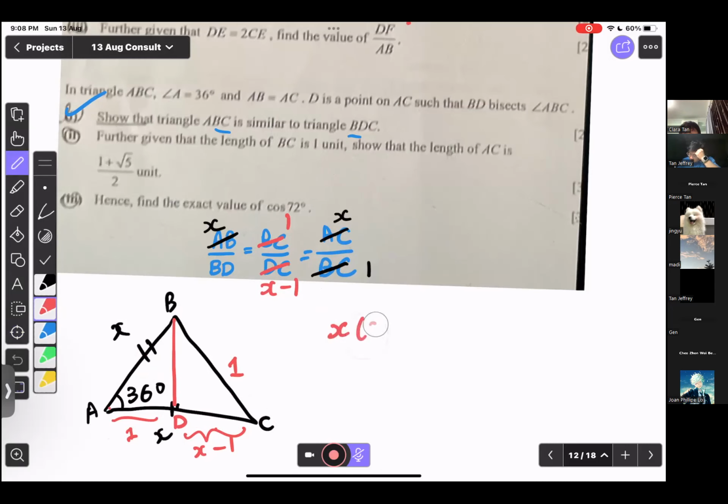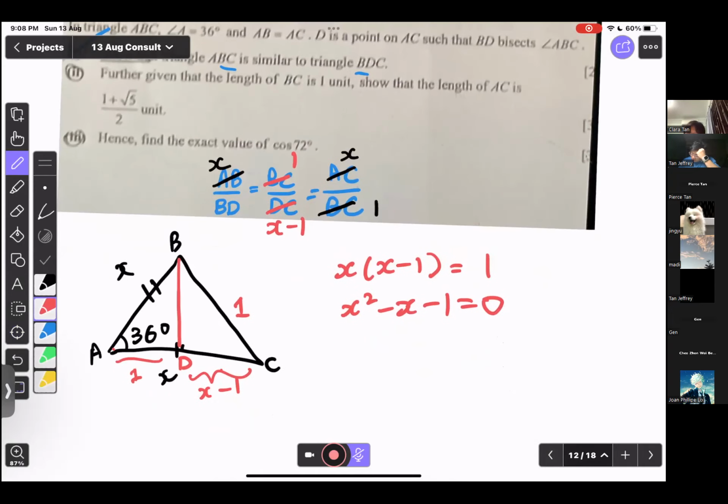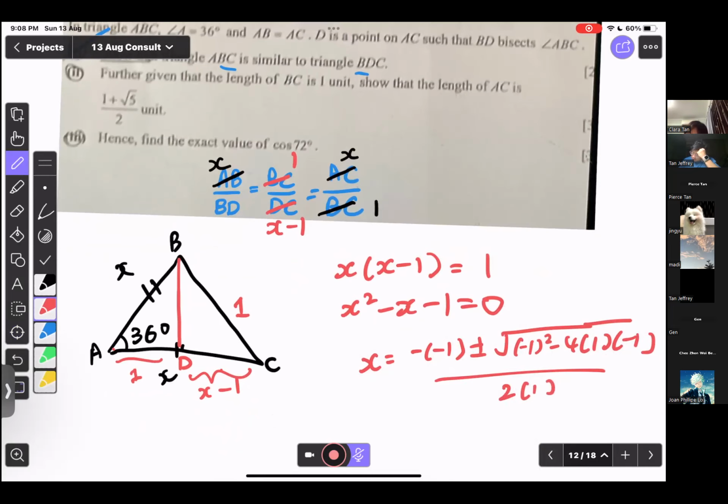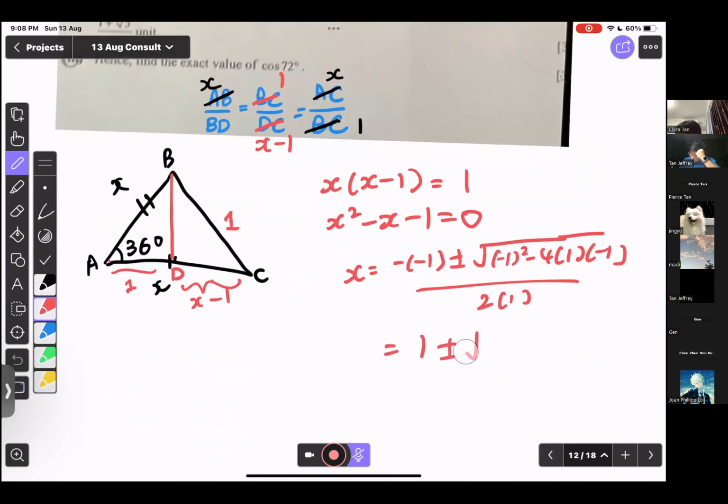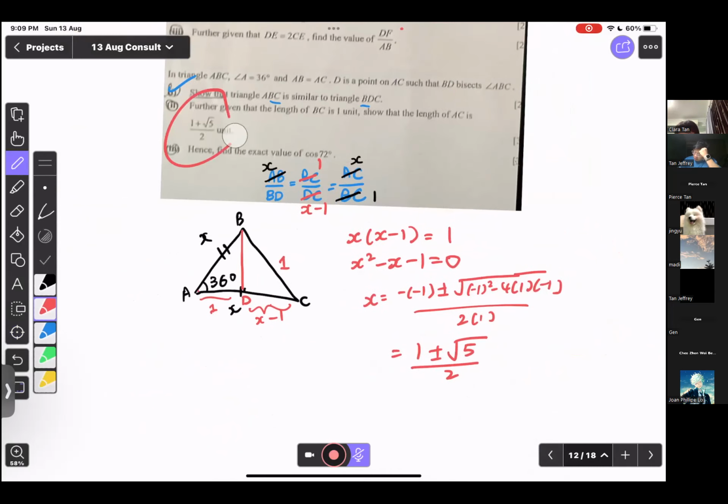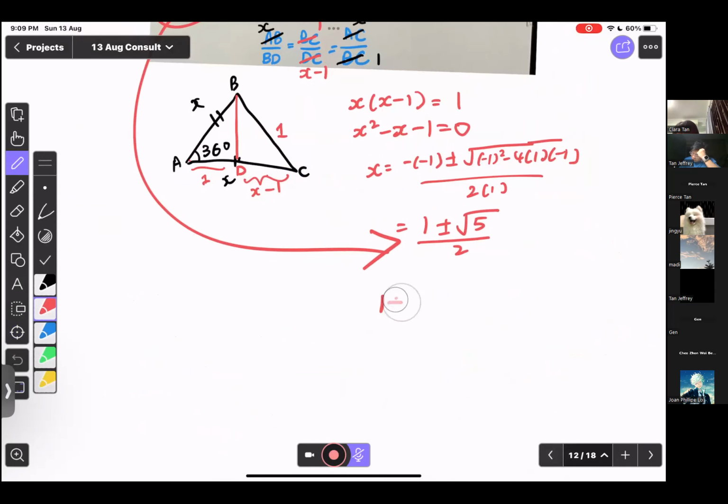So if I cross multiply, I have X times (X minus 1) equals 1. I have X squared minus X minus 1 equals 0. Then I want to find X, so I use the quadratic formula: negative b plus minus square root of b squared minus 4ac. It's 1 plus minus square root of 5, over 2. So it's either 1 plus square root 5 over 2 or 1 minus square root 5 over 2. This one is rejected because it is negative, so I take this one as the answer.